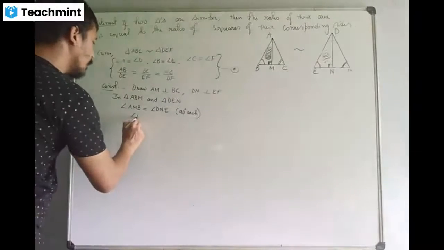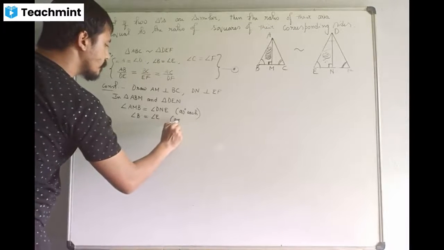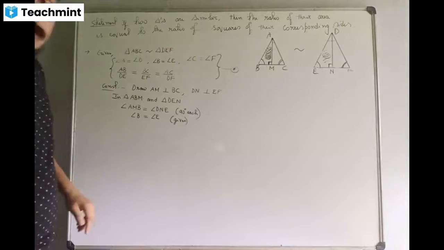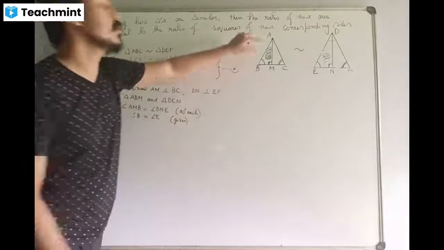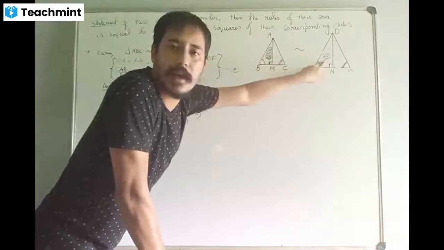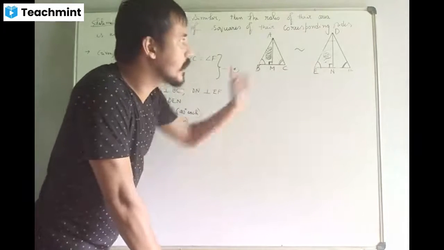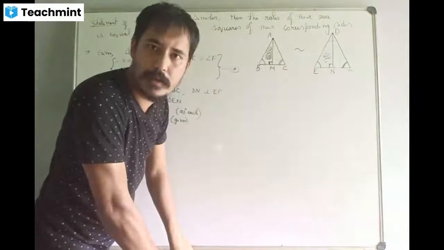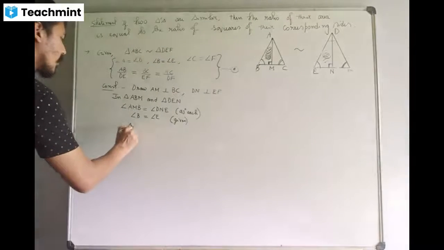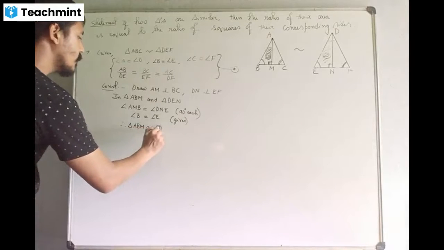So angle B is equal to angle E because it is given. Now you see, from these two triangles, since you have shown that two of the angles of this triangle are equal to two of the angles here, that information is enough to conclude that the triangles are similar. Is it okay? So therefore, triangle ABM is similar to triangle DEN.